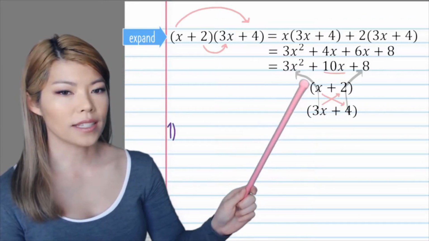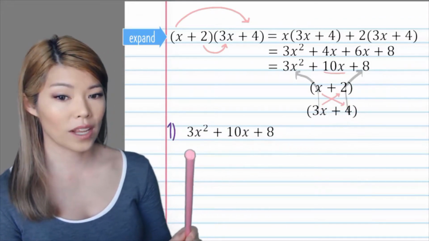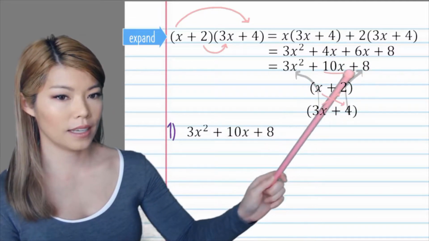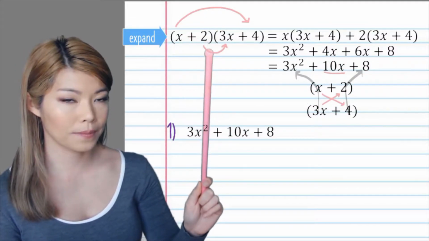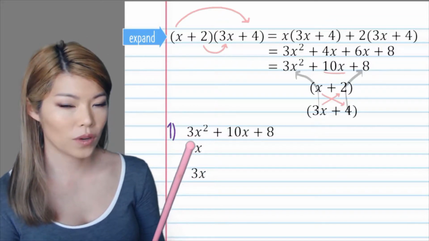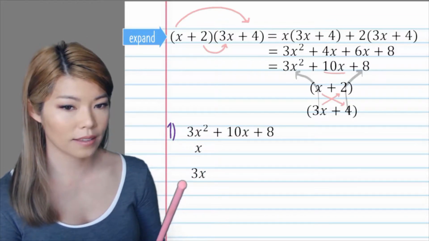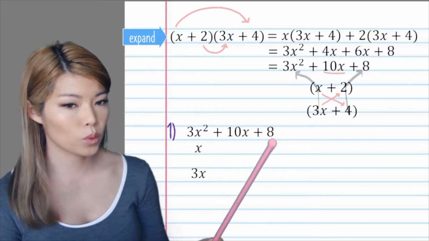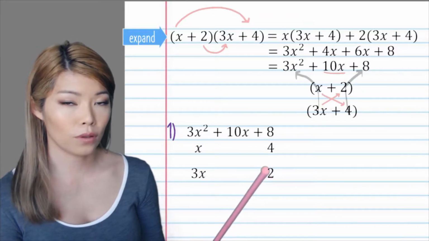So let's try this. How do we go from here, the 3x squared plus 10x plus 8, into these two factors? So let's do this. What times what is 3x squared? We could say x times 3x. Then we would say what times what is 8? We could say 4 times 2.